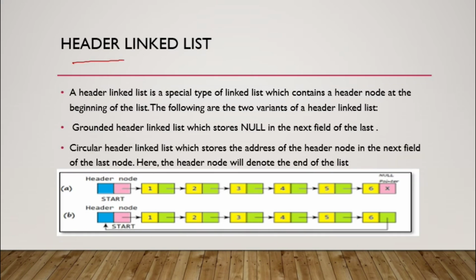That is nothing but header linked list. So students, in header linked list, you have two things. One is grounded header linked list. Another one is circular header linked list. So let us see what those are.